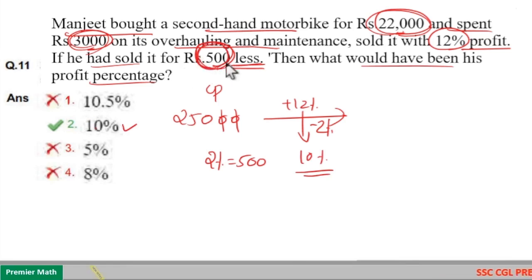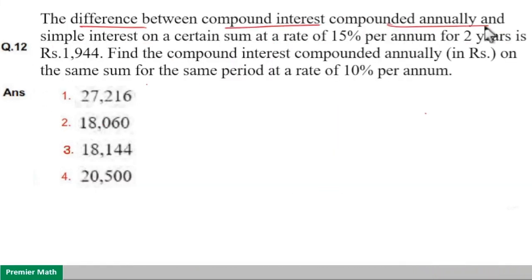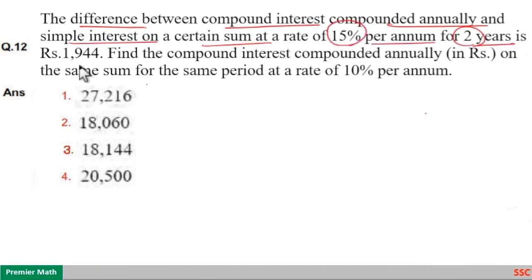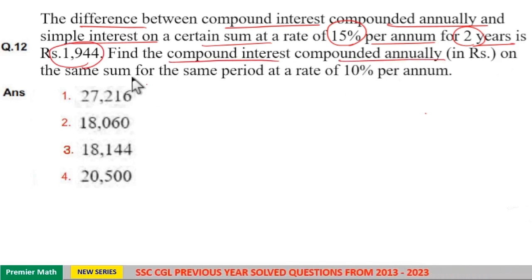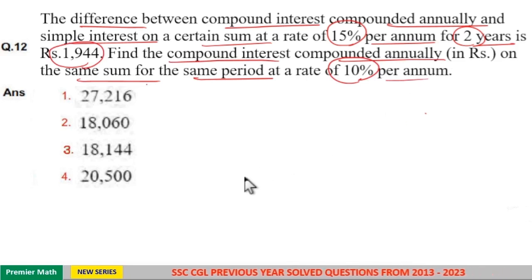If he sold it for 500 rupees less, it means his profit percentage is 10%. The difference between compound interest compounded annually and simple interest on a certain sum at a rate of 15% per annum for 2 years is Rs 1944. Find the compound interest compounded annually on the same sum for the same period at a rate of 10% per annum.